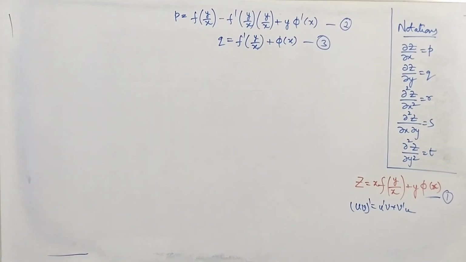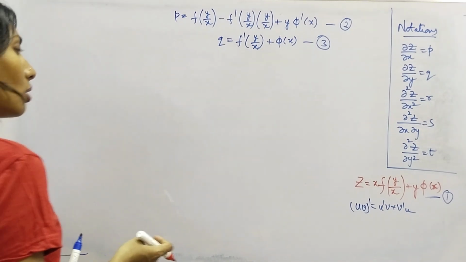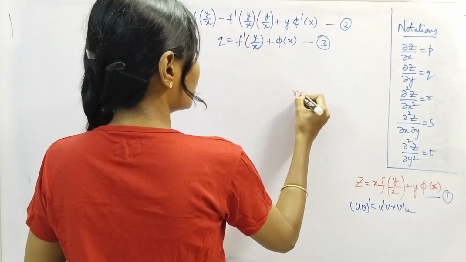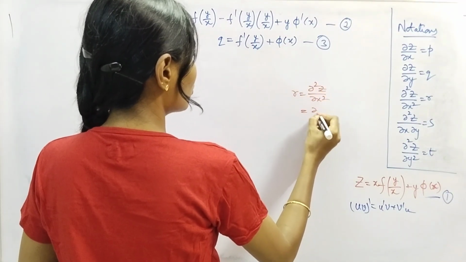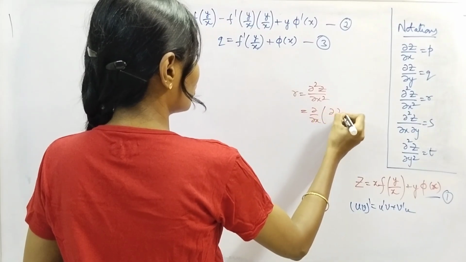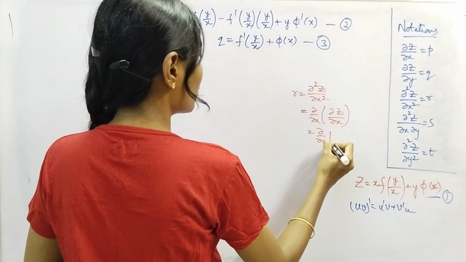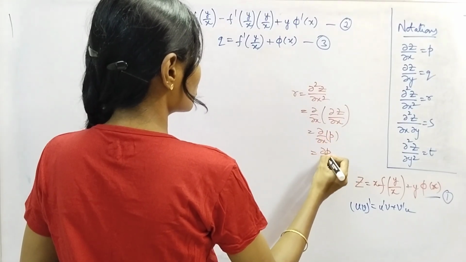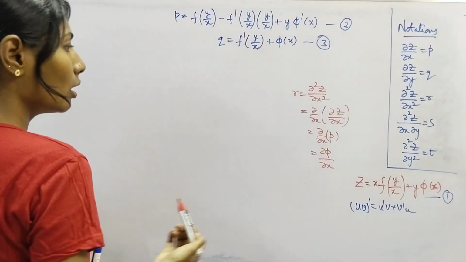We got equations in P and Q. Now let's find the equation involving R. Okay, we know that R is nothing but ∂²z/∂x². We can write this as ∂/∂x of ∂z/∂x. We know that ∂z/∂x can be replaced by the notation P, and this gives us ∂P/∂x. So ∂P/∂x is nothing but R.